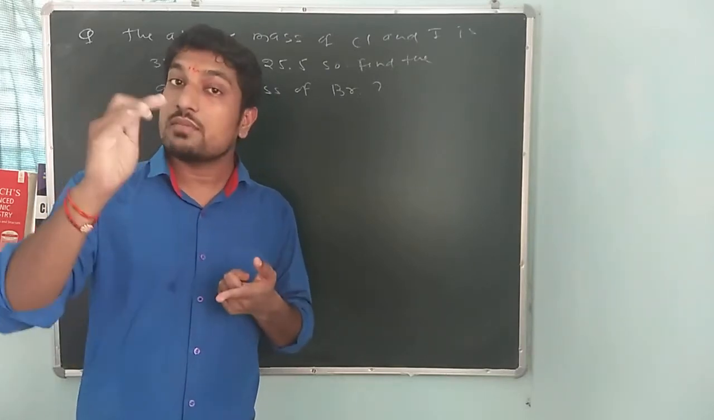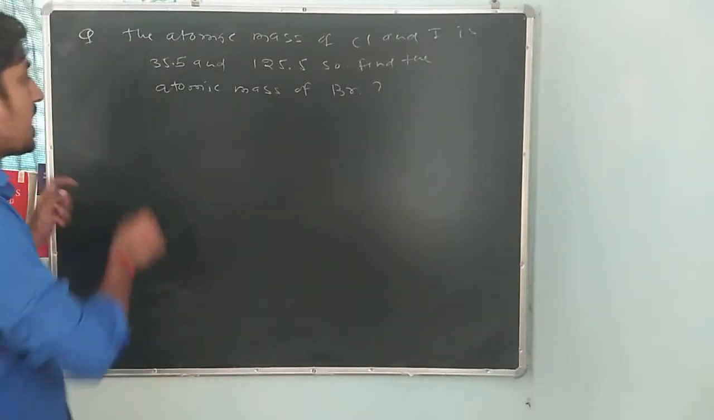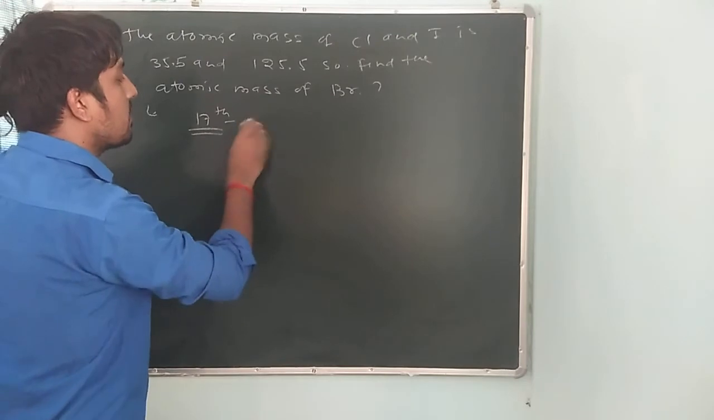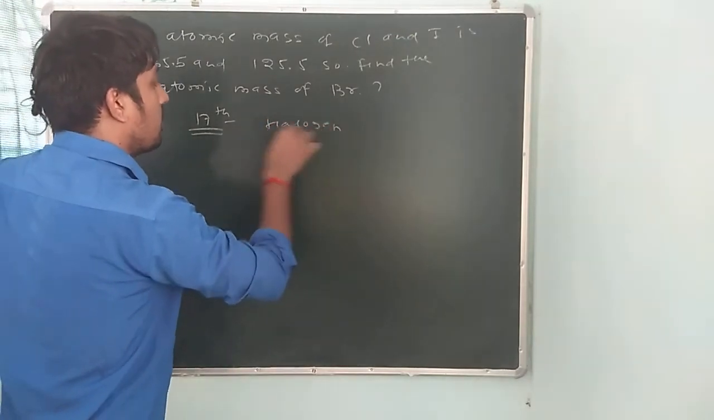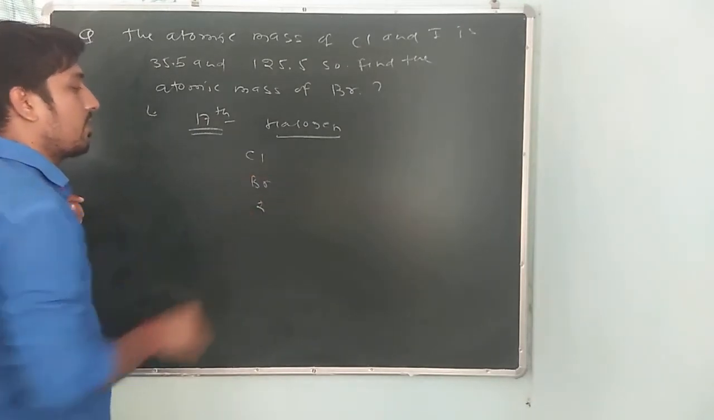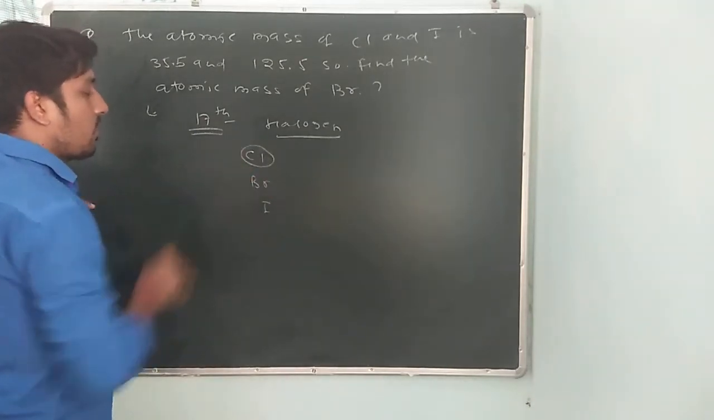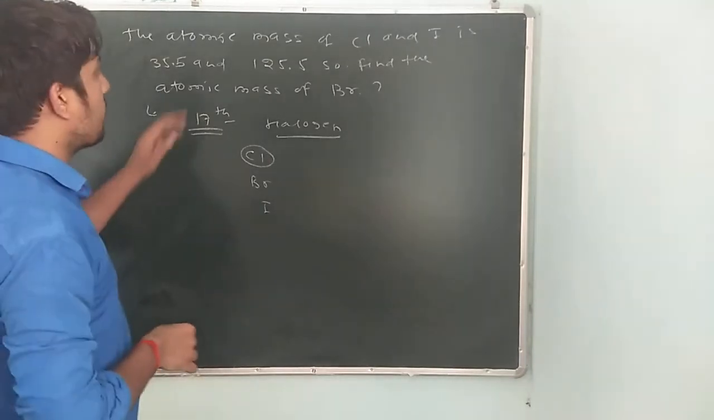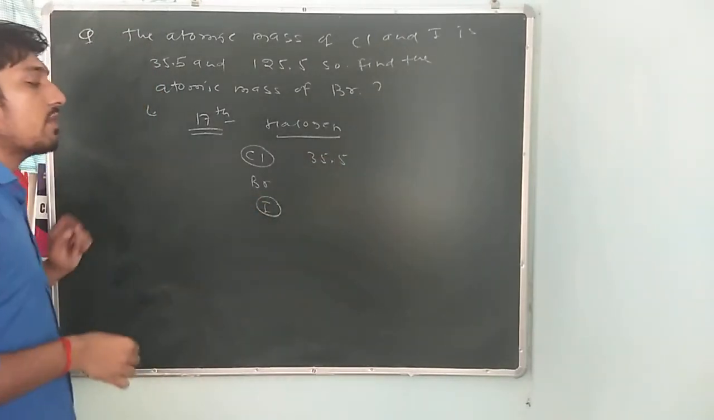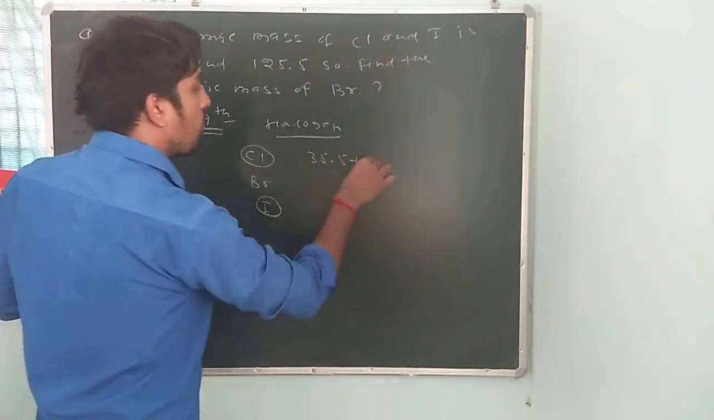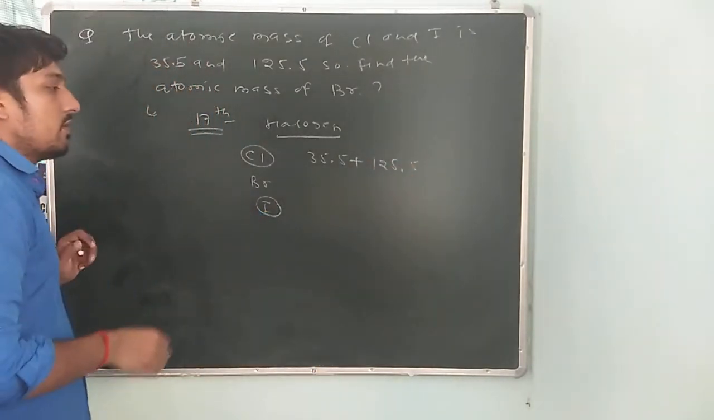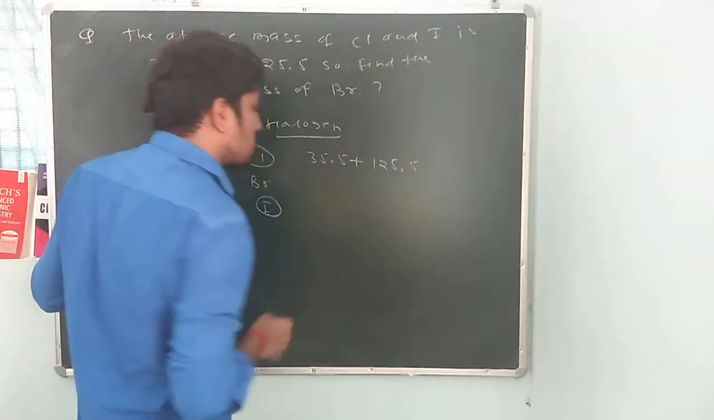When this type of question comes in the exam, first you should know which group they belong to, and what the arrangement of these elements is. They belong to group 17, and the name of this group is halogen. The arrangement of these elements is chlorine, then bromine, then iodine. What is the atomic mass of chlorine? 35.5. And what is the atomic mass of iodine? 125.5. Then you add these two.